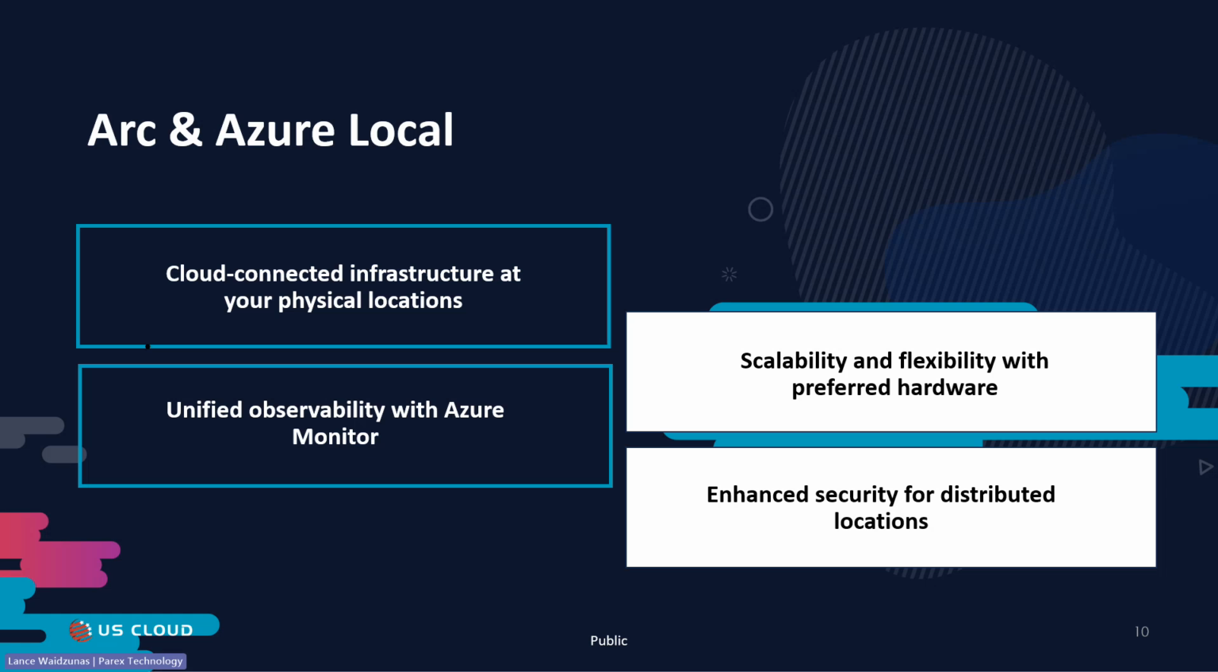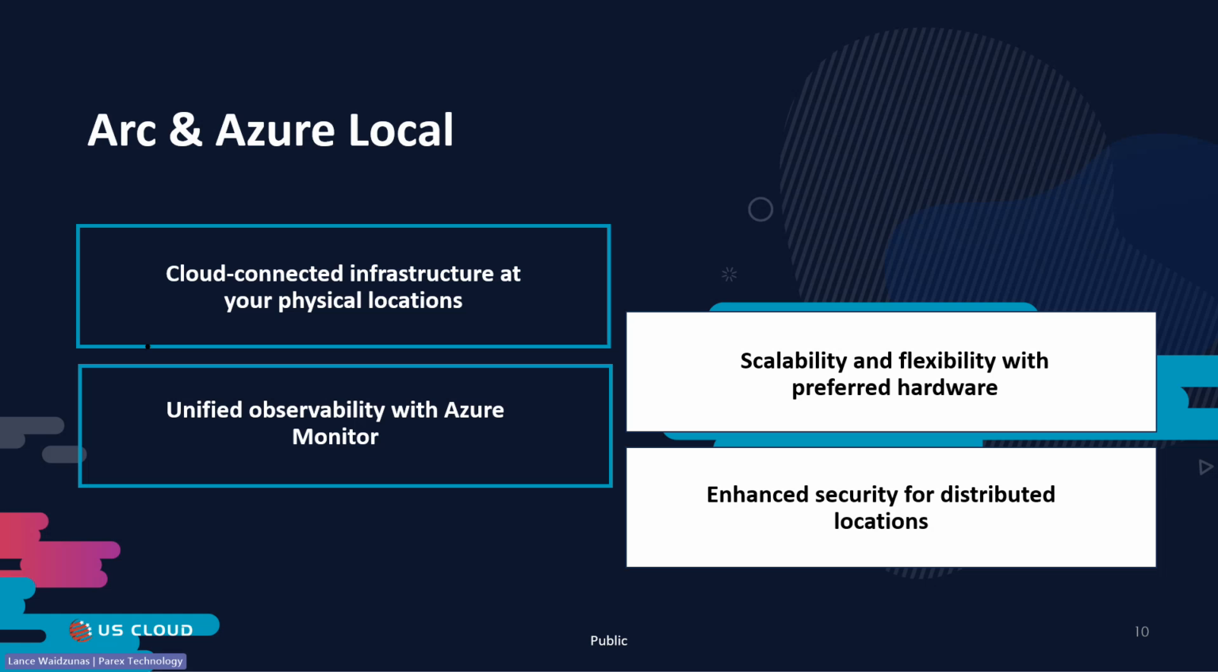Arc with Local allows you to integrate seamlessly with Azure Monitor, giving a unified view of all of your distributed virtual machines, Kubernetes clusters, and physical infrastructure. With Azure Local, you have the flexibility to scale and operate your distributed infrastructure using the Azure portal and all of the various APIs that Azure supports. Plus, you get to choose your hardware from your preferred vendors, ensuring you get the best fit for your needs, and of course, any relevant discounts that are applicable to your particular implementation.